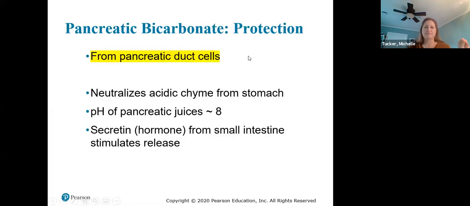Okay, so for the pancreas, we have duct cells and acinar cells. And the duct cells are responsible for bicarbonate production. So bicarb is going to neutralize the acidic chyme, and it is under hormonal control from secretin, which is produced by the small intestine. So if the small intestine has chemoreceptors and it says, oh, this is way too acidic, it will tell the stomach to slow down, and then it also tells the pancreas to secrete more bicarb.